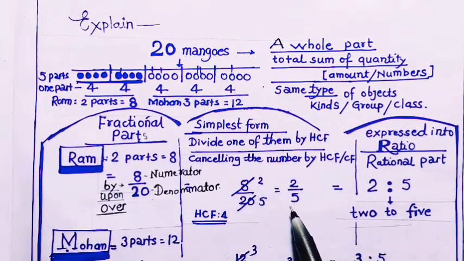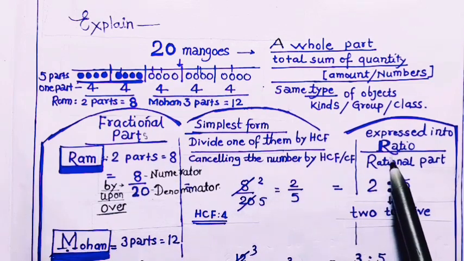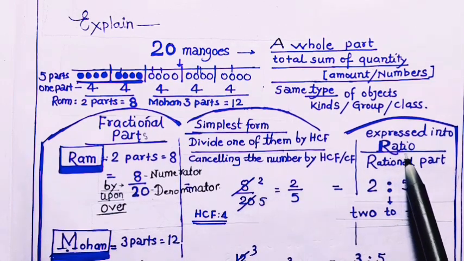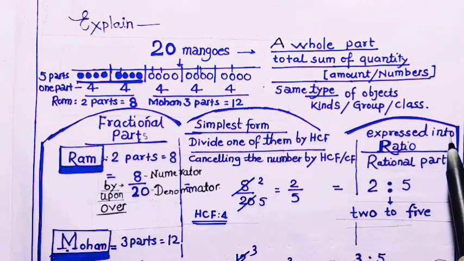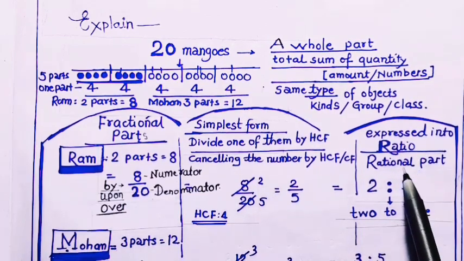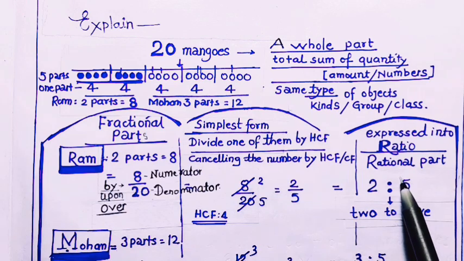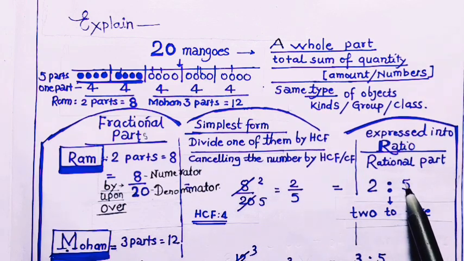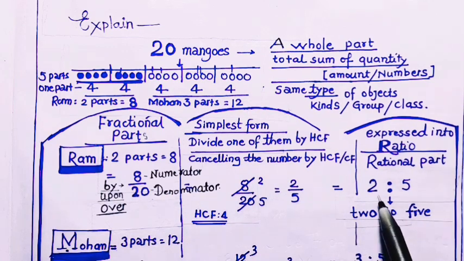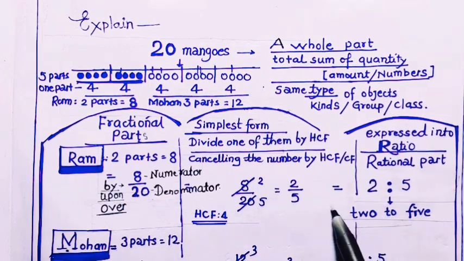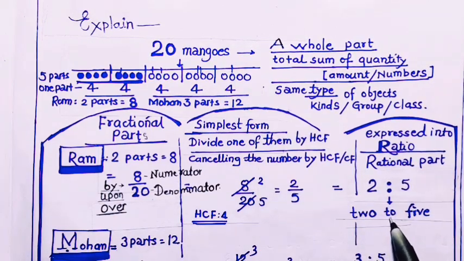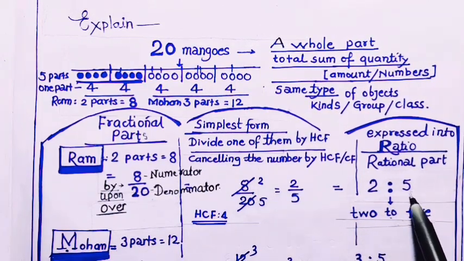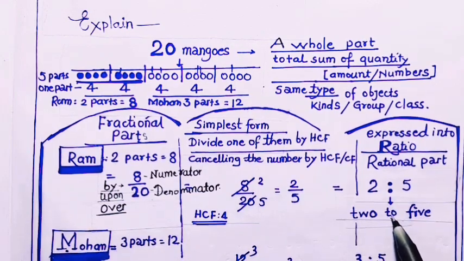And when this number is changed into the number of ratio, or expressed as a ratio, then in this way 2 by 5 will be written as 2 to 5. It will be read as 2 to 5.